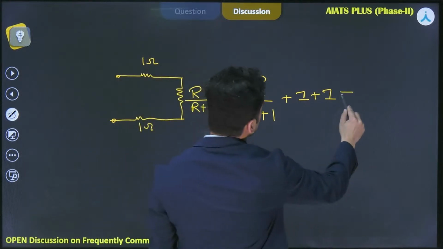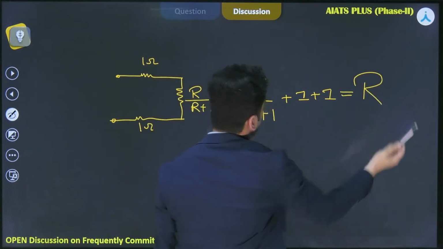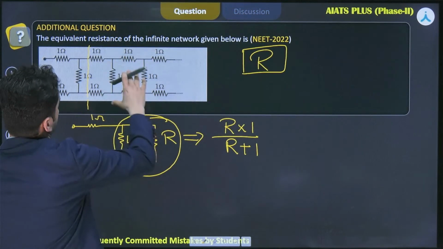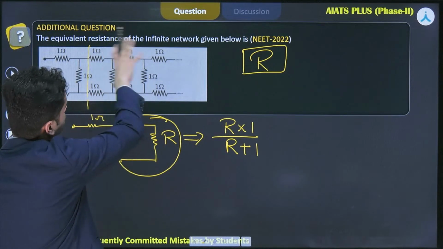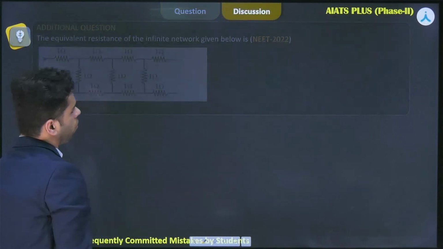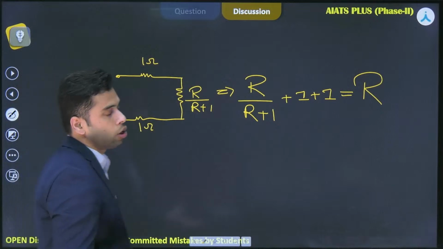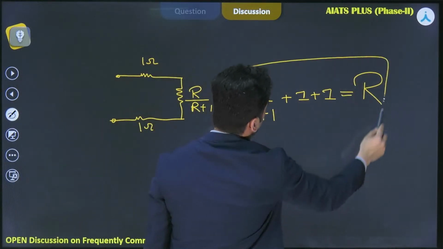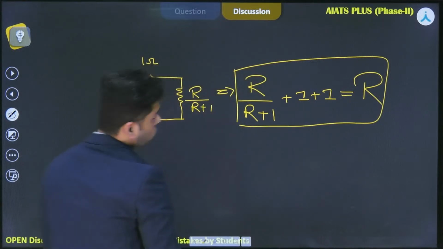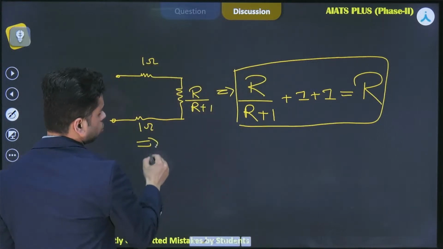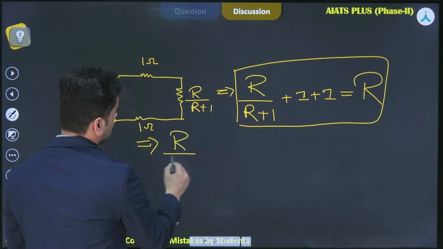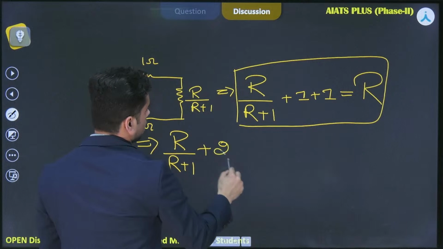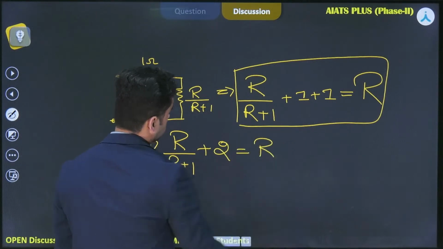And it should again be equal to what? It should again be equal to R only, because it is an infinite ladder network. We broke the circuit from here. If the equivalent resistance of this part is R, then the equivalent resistance of this part will also be equal to R, right? So this is what you need to solve to get the value of equivalent resistance. So if I try to solve this, this is R upon R plus 1 plus 2, and it is equal to R, right?